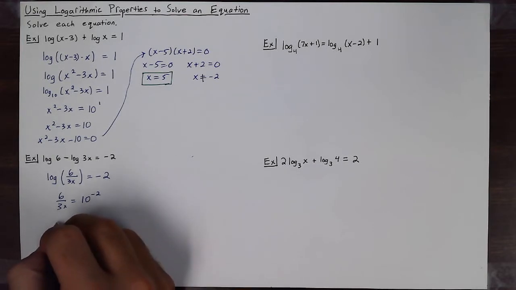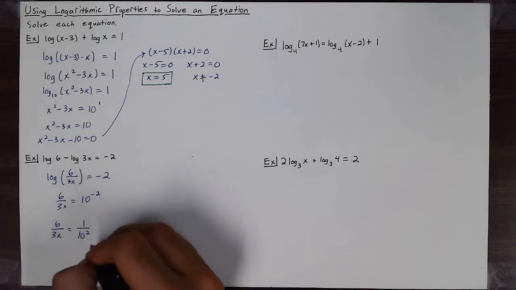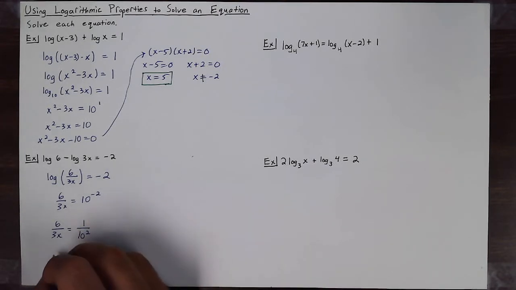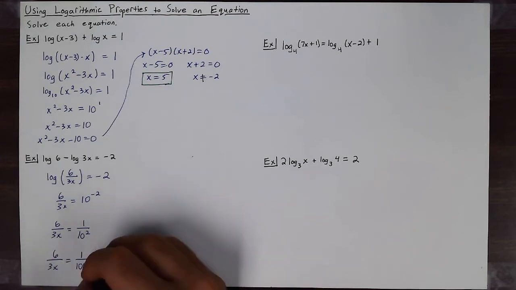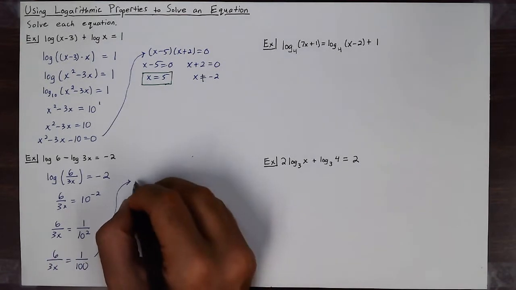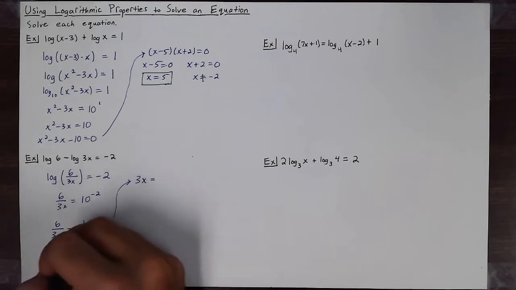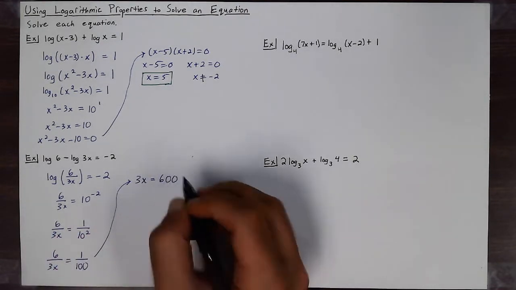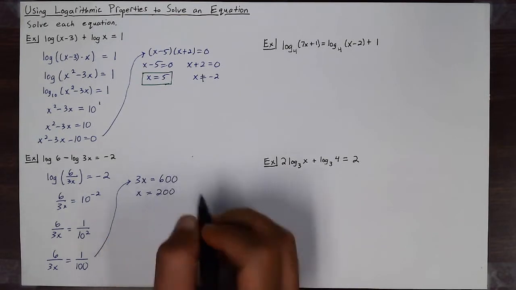10 to the negative 2 can be rewritten as 1 over 10 squared. The negative exponent can move to the denominator, and 10 squared is 100. So you have 6 over 3x is equal to 1 over 100. And then we can cross multiply and solve. So we'll have 3x times 1, which is 3x, is equal to 6 times 100, which is 600. Divide each side by 3, and we get x is equal to 200.